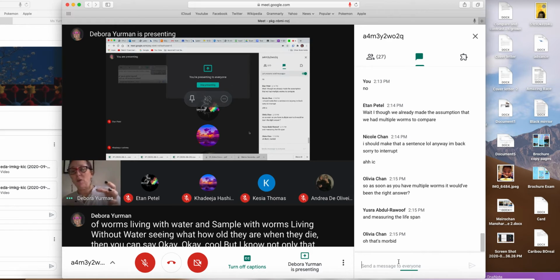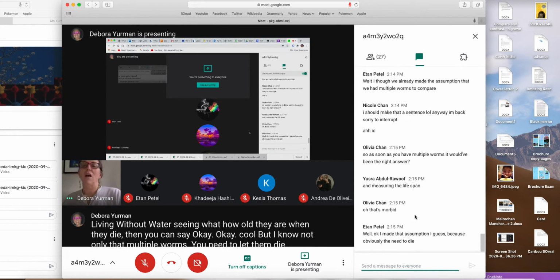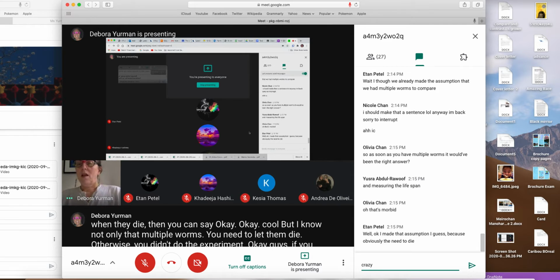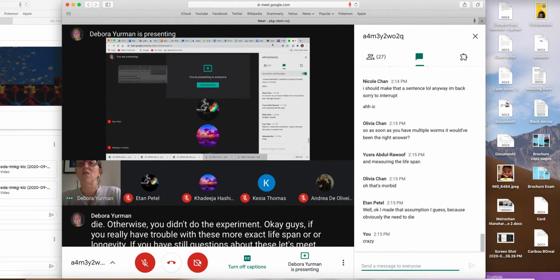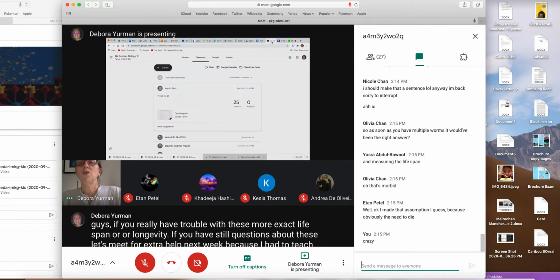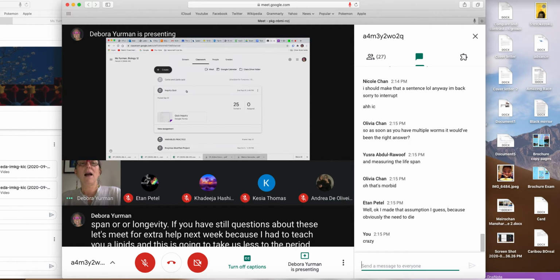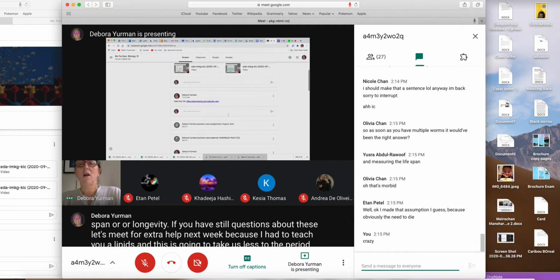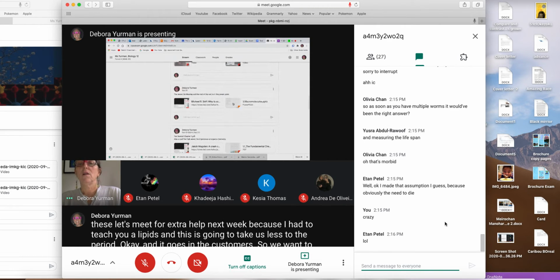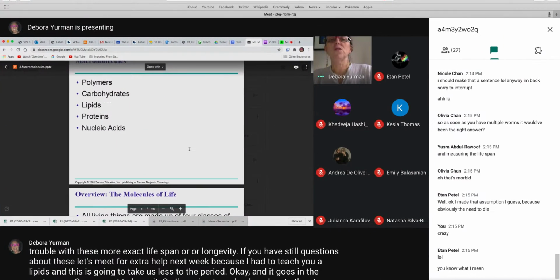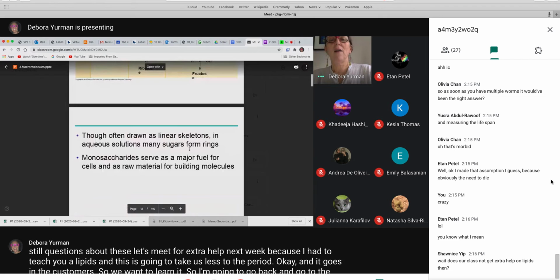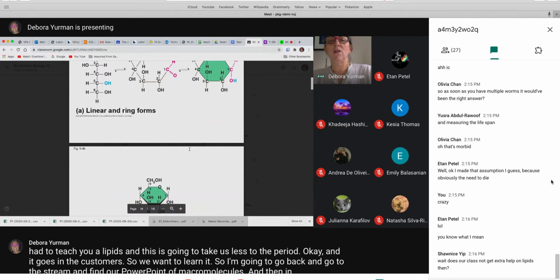Okay, guys, if you really have trouble with this, more exact lifespan or longevity, if you still have questions about this, let's meet for extra help next week, because I have to teach you about lipids and this is going to take us the rest of the period. And it goes in the quiz tomorrow, so we want to learn it. So I'm going to go to the stream and find our PowerPoint of macromolecules. In macromolecules, we're going to learn about lipids. I put the video of this, if you want to review it later on, you can.